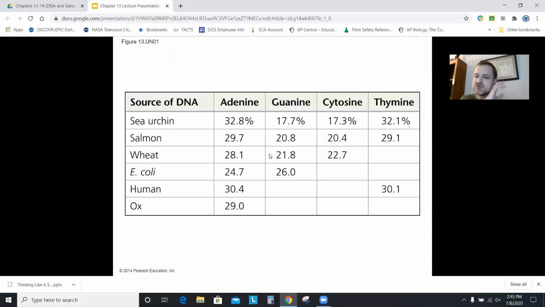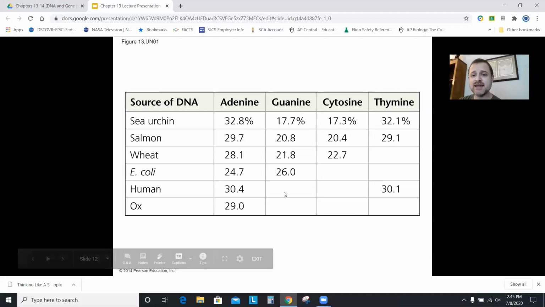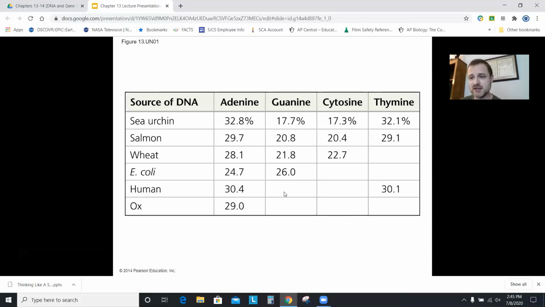So this chart shows some sample data. So in a sea urchin, 32.8% A, 32.1% T, 17.7% G, 17.3% C. Look at the numbers. A and T are always the same. We're going to round. And G and C are always the same. And that's not a coincidence, right? There's a reason for that. We know it's the base pairing rules.